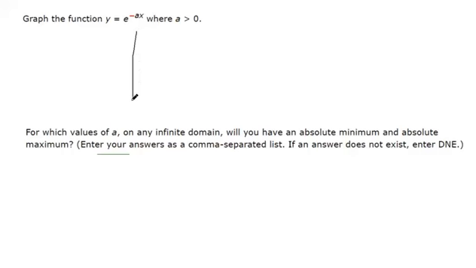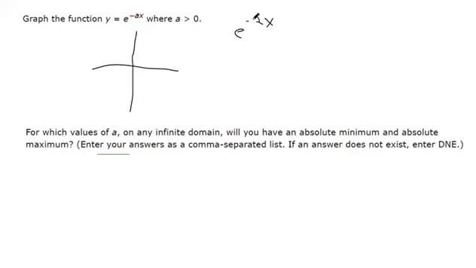The best we can do is sketch a graph of this function. It can't be exact because we don't know what a is. A is just some positive number. So an example of what the function could be is y equals e to the negative 2x, or negative 3x, or negative 1x. We know it's got a negative number.